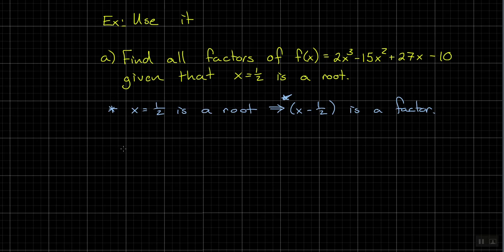Good choice. What goes outside? It feels like less of a good choice, but I promise it's not going to hurt us. 1/2 goes on the outside. As I look at this, am I cool to just write all the coefficients, or am I missing anything? What do you think, Mickey? Can I just write 2, -15, 27, -10? When would I not be able to?